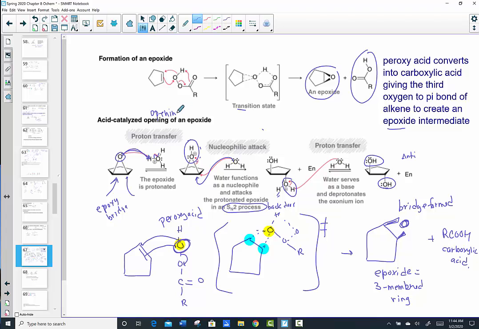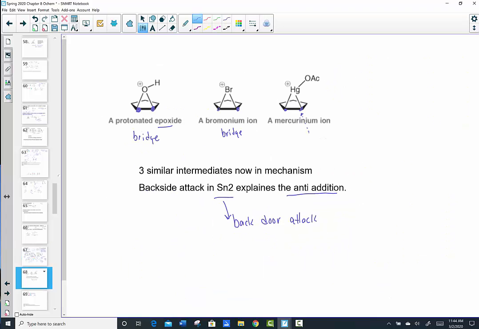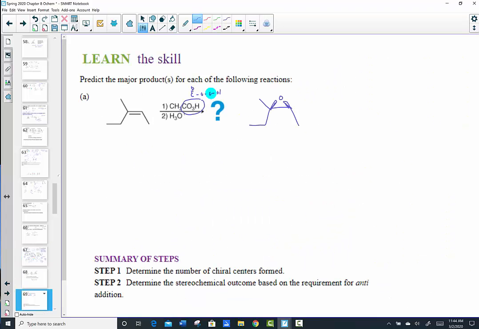That's a good point to emphasize. The protonation opens the ring. So thinking that through, what did we have form? That backdoor attack. When you have this epoxide, it then reacts with a water molecule. Well, that's this proton here.